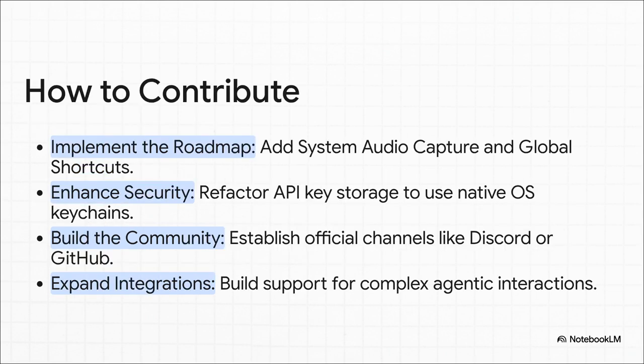But this is the beautiful thing about open source. Every single one of those risks is also a wide open opportunity for people to contribute. The project has a public roadmap. I mean, imagine being the one to add system audio capture or global shortcuts. Or what about enhancing security? Moving the API key storage to use the native OS keychain would be a huge win. For anyone looking to get involved, these are really clear, high-impact ways you could help shape the future of this awesome tool.